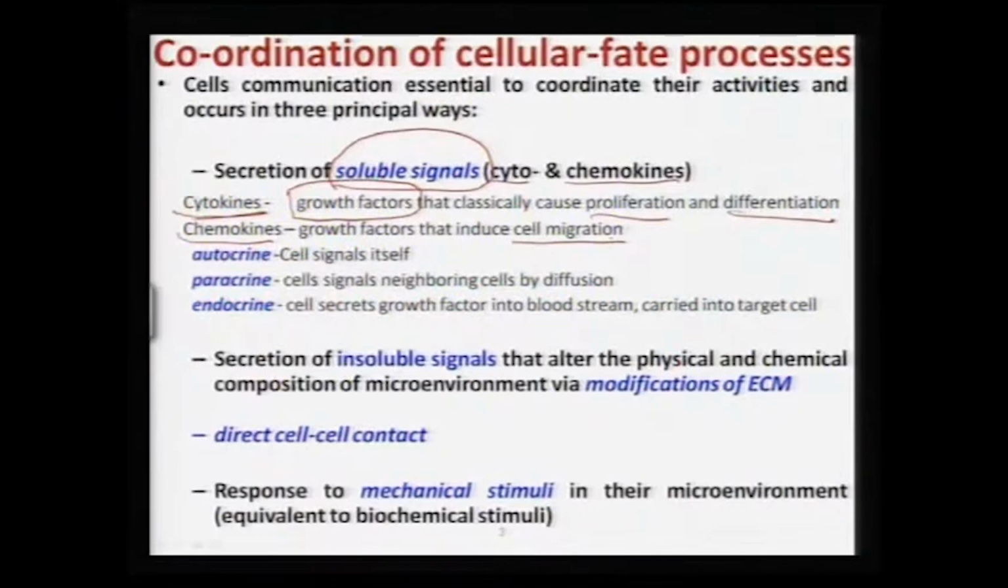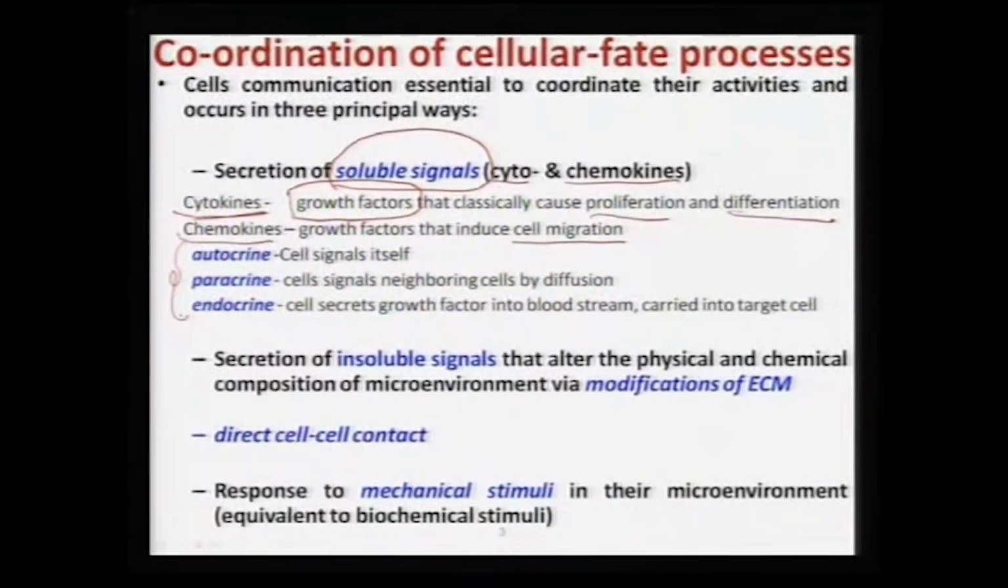Now, again there are 3 types of soluble signaling processes. Autocrine means the same cell signals to itself for the cell division process, like a mother cell dividing into 2 daughter cells. So, the same cell can send the signal to itself, so that the cell can divide to make 2 daughter cells. Paracrine means cells signal to neighboring cells by diffusion, and endocrine means cells secrete some growth factor into the bloodstream and it is carried to the target cell. I will show these 3 things in a few minutes.